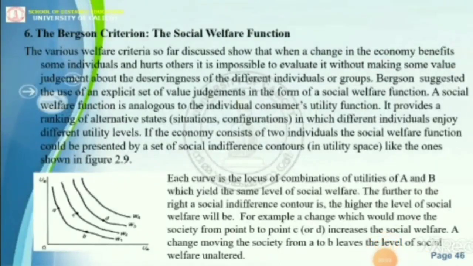The various welfare criteria so far discussed show that when a change in the economy benefits some individuals and hurts others, it is impossible to evaluate it without making some value judgment about deservingness of the different individuals or groups. Bergson suggested the use of an explicit set of value judgments in the form of a social welfare function. A social welfare function is analogous to the individual consumer's utility function. It provides a ranking of alternative states, that is situation configurations, in which different individuals enjoy different utility levels.